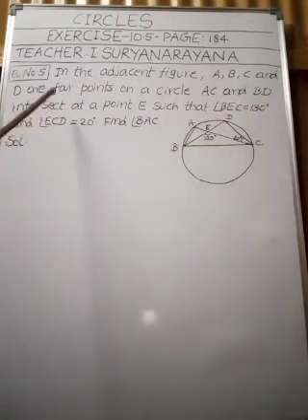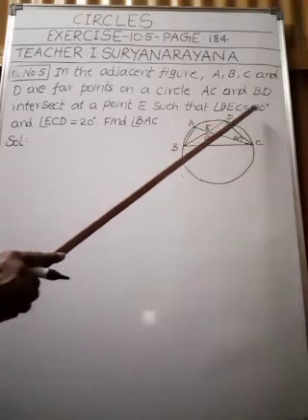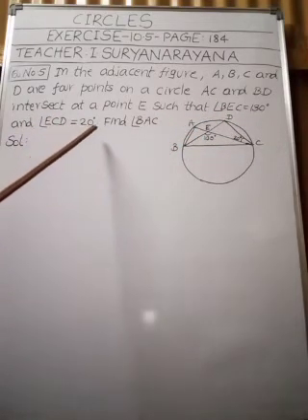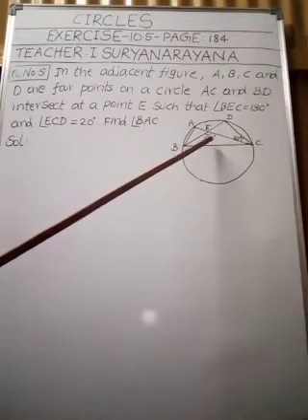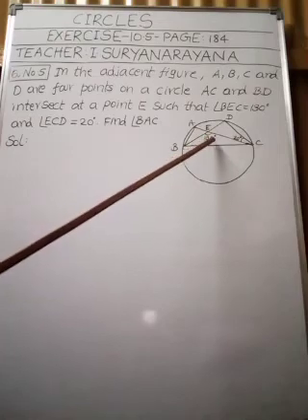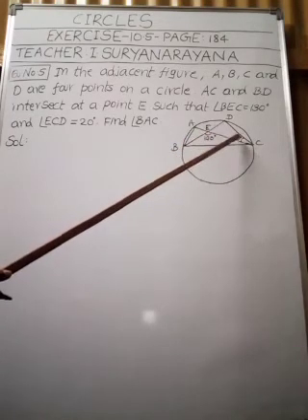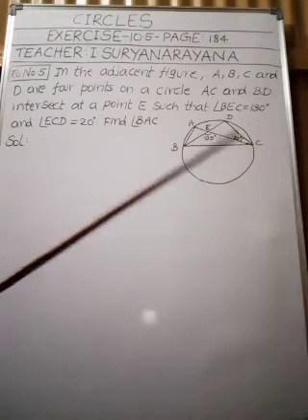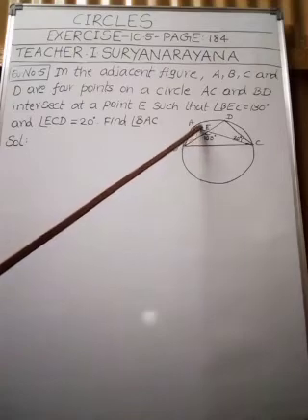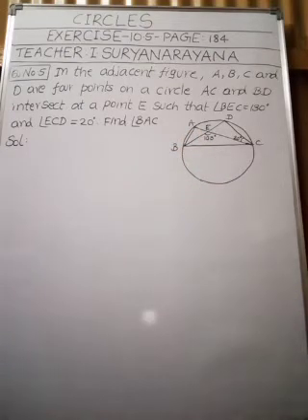AC and BD intersect at a point E such that angle BEC is equal to 130 degrees and angle ECD is equal to 20 degrees. Observe this figure, my children. Angle BEC, this angle is 130 degrees. Angle ECD is equal to 20 degrees. These are given to us. Then we have to find angle BAC, this angle. Okay, my children, understood this point?